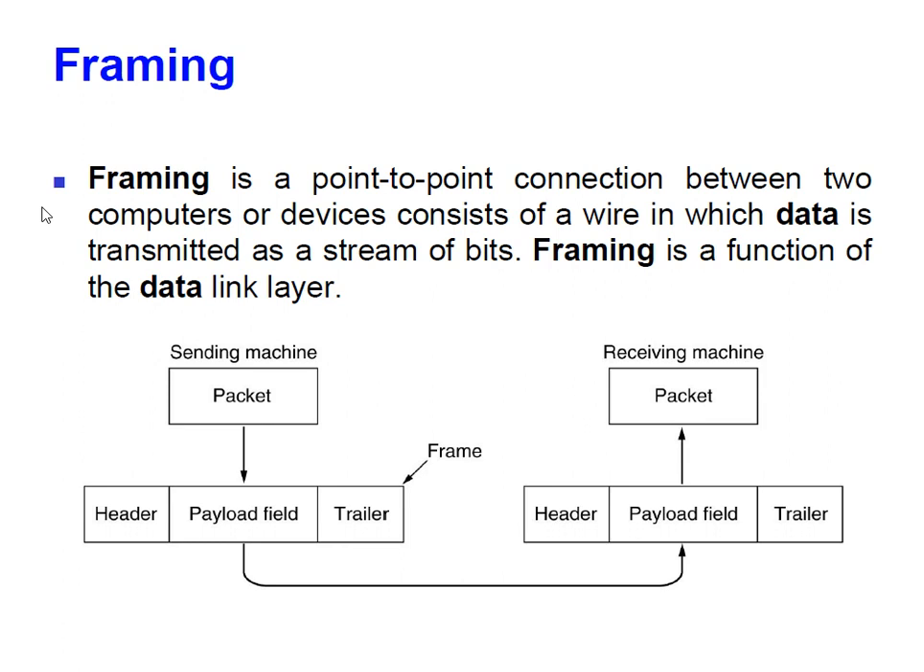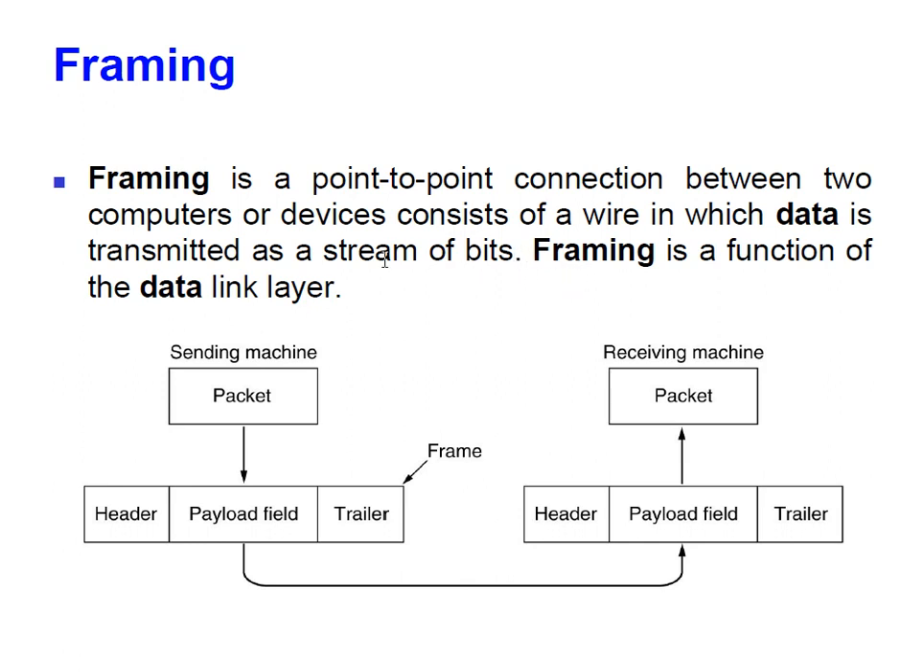Now we look at the next segment about framing. So what exactly does framing mean? Here framing is a point-to-point connection between two computers or devices consisting of a wire, in which data is transmitted as a stream of bits.